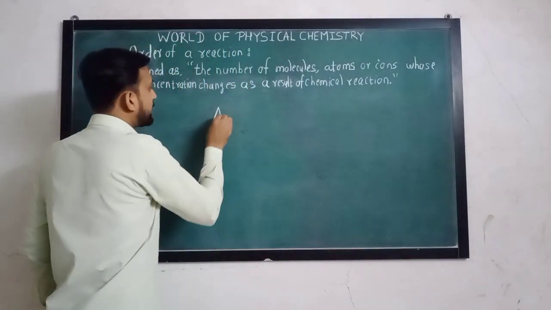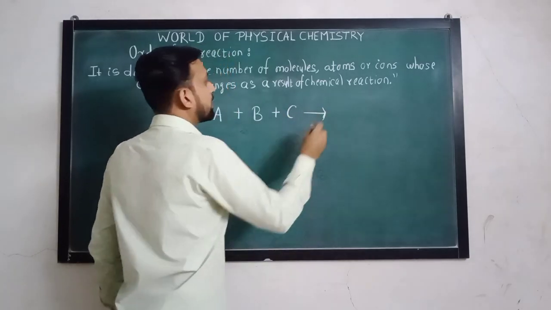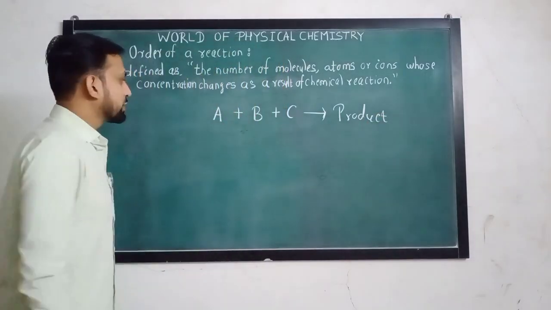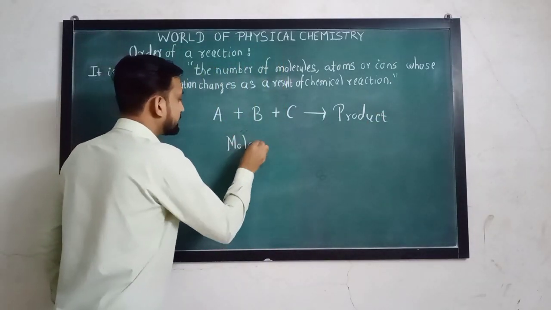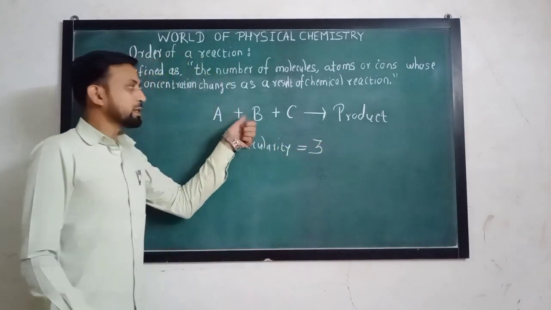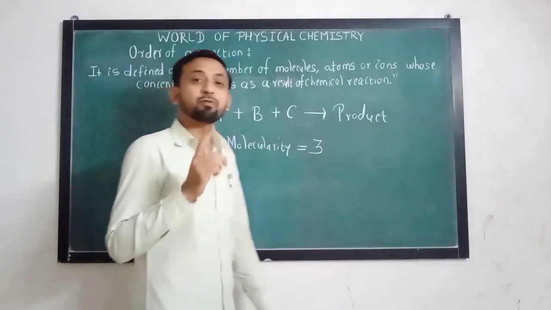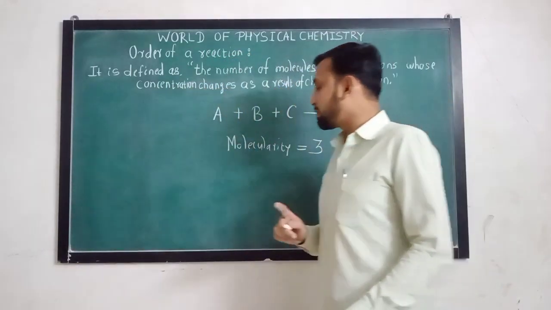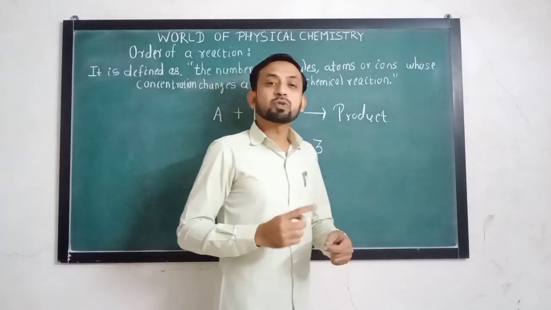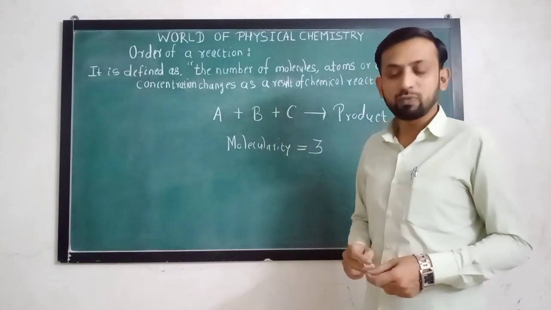For example, if you have written this general reaction in which 3 reactants are involved, which give the product, just by looking at this chemical reaction we can say that the molecularity is equal to 3. But to predict the order of reaction, we have to perform the experiment, and from that experiment we have to know out of these three reactant molecules whose concentrations change, and that number we call the order of reaction.